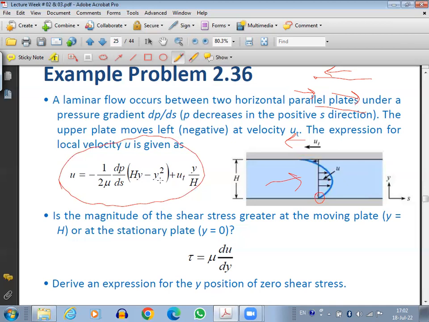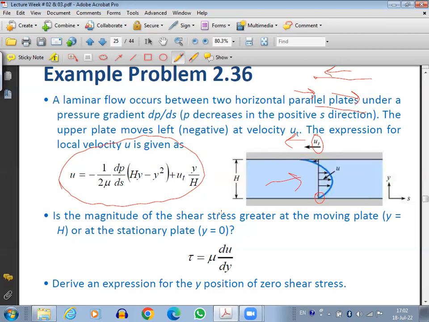Into hy minus y square plus Ut. Ut is the velocity of this top plate into y divided by h. This is actually part of the problem, because this formula is part of the question. So you don't need to memorize it. It will be there in the question itself. We are discussing the question right now.